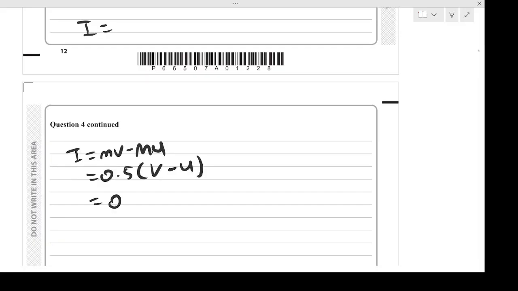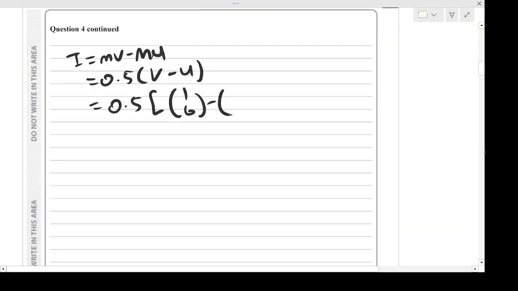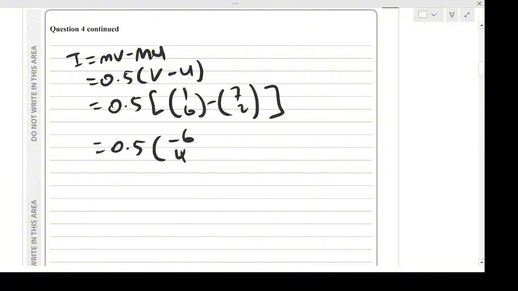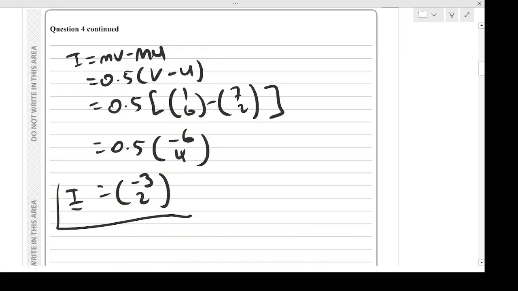And so if I sub in my two vectors for v and u, v is 1, 6, take away u, which was 7, 2. And so that's going to be 0.5 lots of the vector: 1 take away 7 is minus 6, 6 take away 2 is 4. So that'll go to minus 3, and then 2 there. And there we are, that is my impulse.